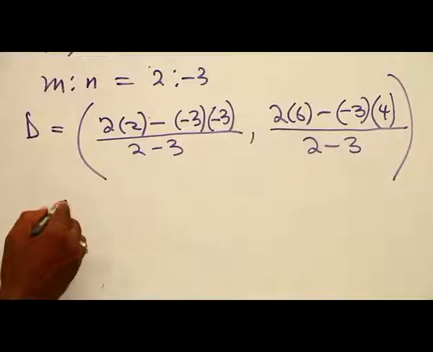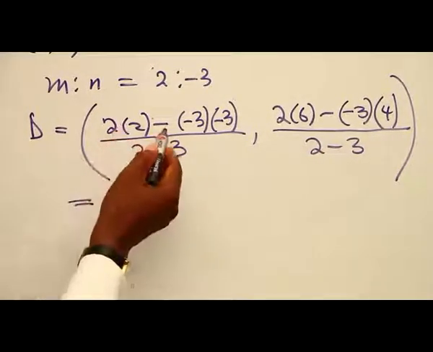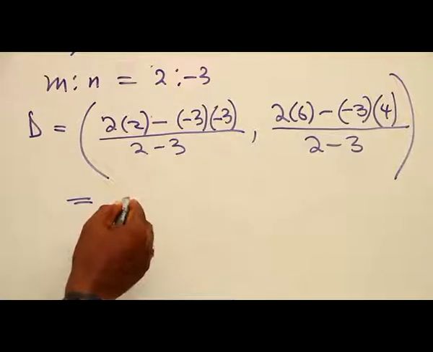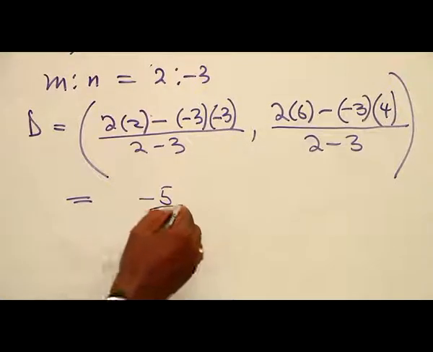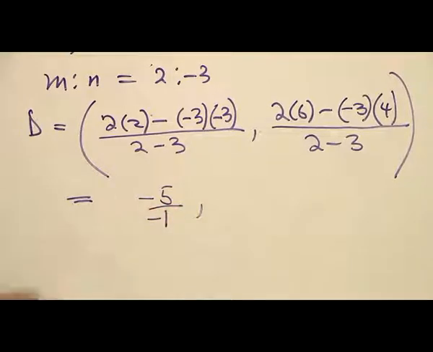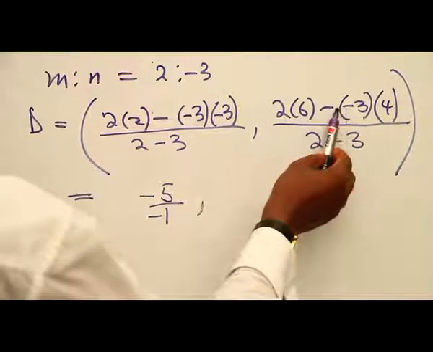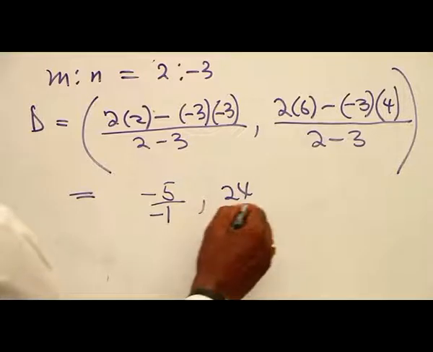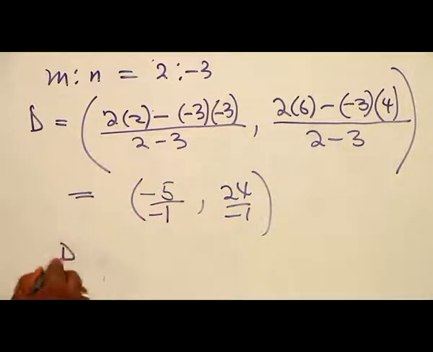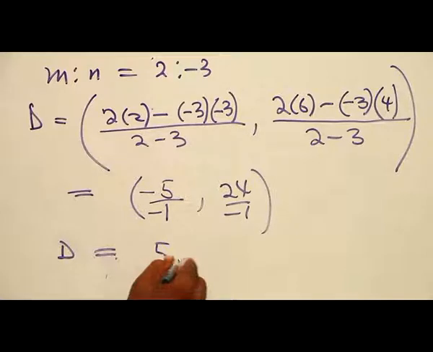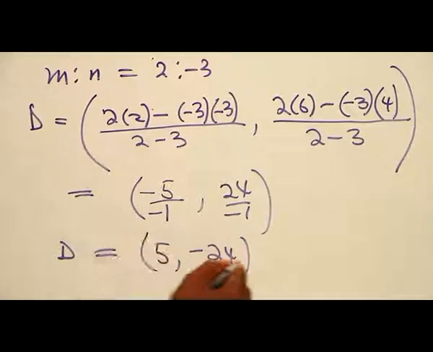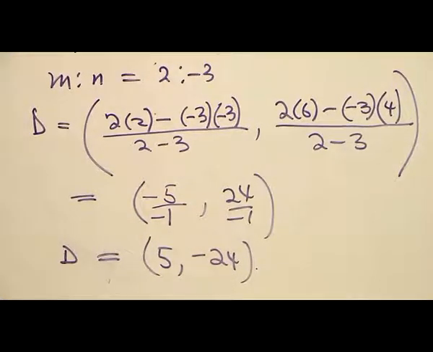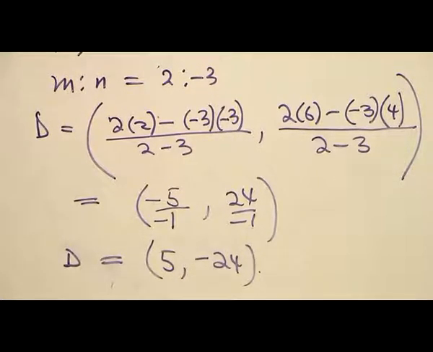You close the bracket. So eventually you have 4 minus 9, which will give you minus 5 all over minus 1, comma, and then 12 plus 12, which is 24, all over minus 1, and the final result becomes (5, -24), and this is the point of the division of the line PQ in the ratio m to n, external division.